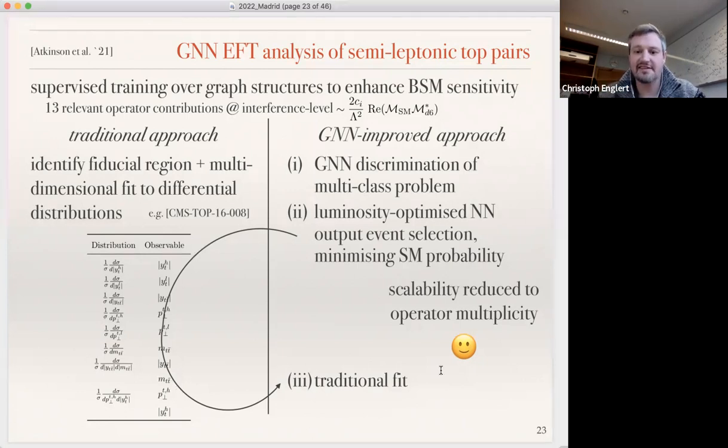So scalability is then really reduced to the operator multiplicity. If you have a framework that runs with 13 relevant operators, in principle, it can also run with 14. Of course, not forever, but we are confident that we could, for instance, include the dimension 6 squared effects here as well. That would be formally of dimension 8. But the graph structure will actually pick that up, because the resonance structures will become easier for these particular contributions. But that's just a side remark.